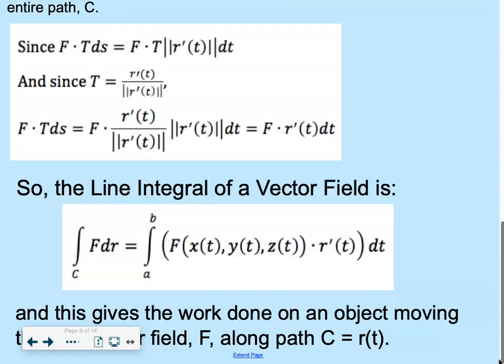So this is the work done on an object moving along the path r of t through vector field F. So this integral gives you the work done on an object moving along the path r of t through a vector field F.